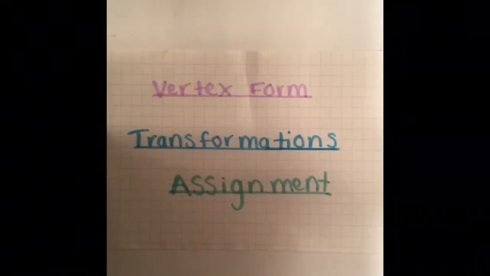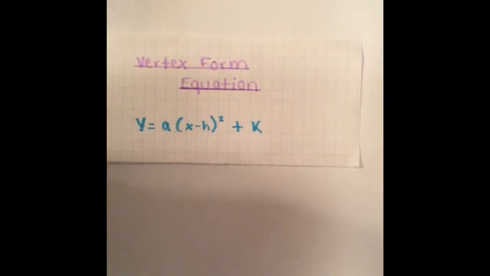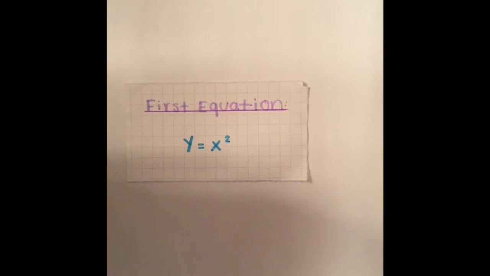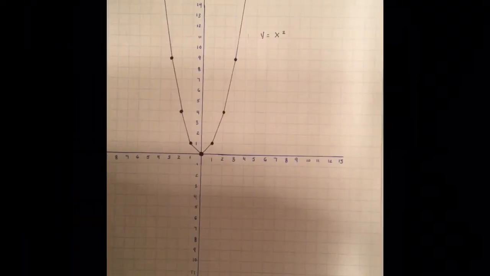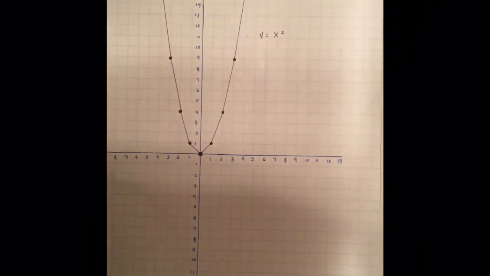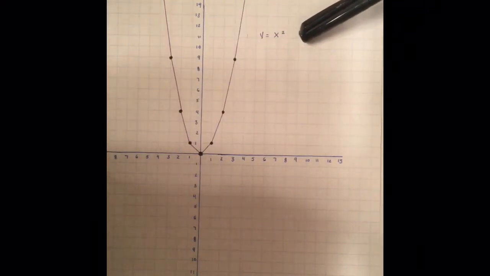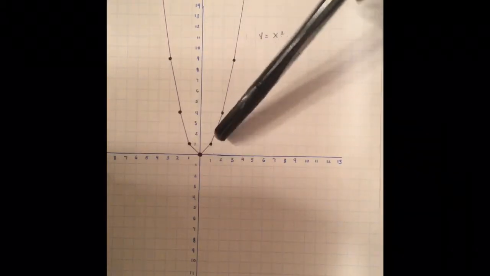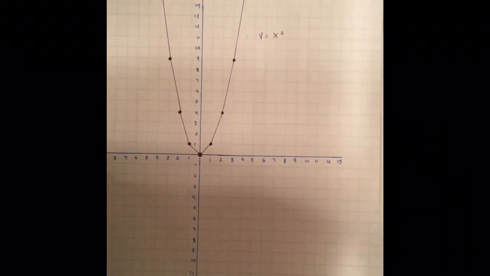Vertex form transformations. To review, the equation for vertex form is y equals a bracket x minus h bracket to the power of 2 plus k. For the first example, the equation is y equals x squared. So for this equation, the vertex is 0, 0, and the graph opens up because it is positive. To graph this equation, you start by plotting the vertex, which in this case is 0, 0. Then, because the equation is y equals x squared, the first point would be to the right 1 and up 1, because 1 to the power of 2 is 1.